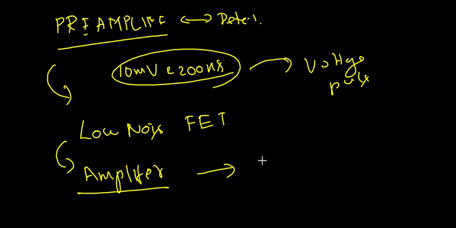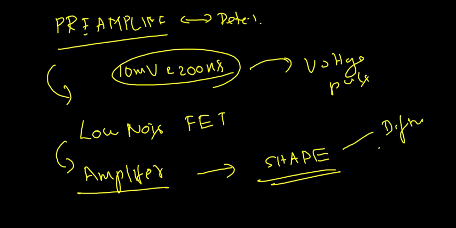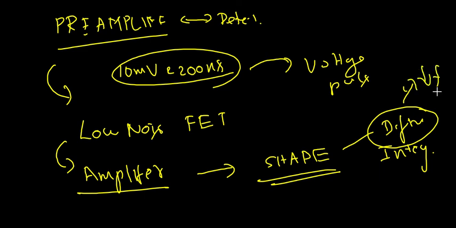This amplifies the preamplified signal, and it also does an operation to shape the pulse. What I essentially mean by shaping is that it is achieved by means of differentiation and integration. Qualitatively, differentiation removes low frequencies and integration removes high frequencies.